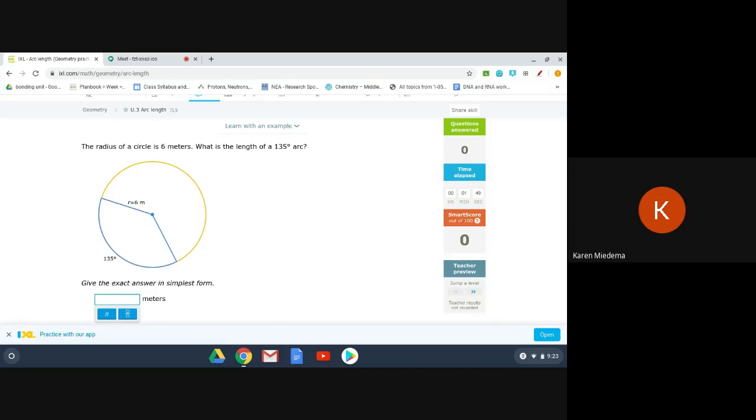Okay, today we're going to take a look at U3 arc length. It says the radius of a circle is 6 meters. What is the length of a 135-degree arc?